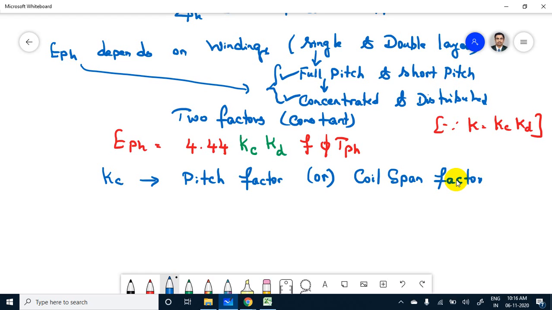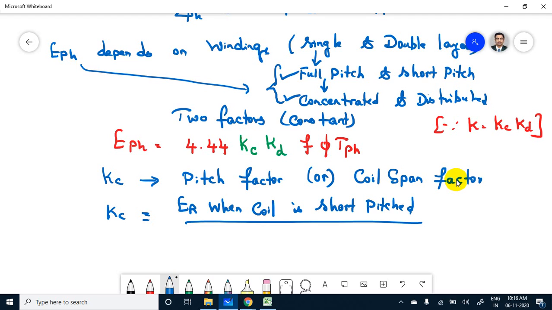The definition: Kc is the ratio of resultant EMF when the coil is short pitched, divided by resultant EMF when the coil is full pitched. Coil is full pitched.